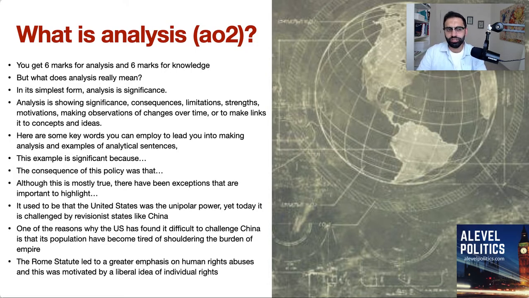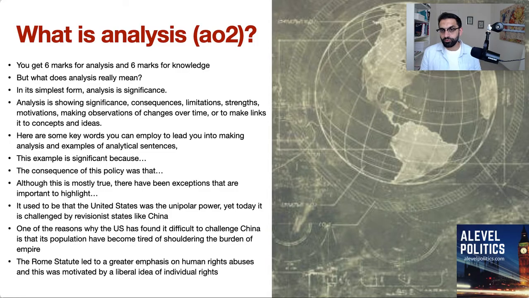Analysis. How do you analyze AO2? So to get 6 marks for analysis, you have to reach the highest standards of analysis. That sounds really vague. Let me be more specific. In its simplest form, analysis is what we call significance. If you can't think of any other way to incorporate analysis, use the term, this is significant because, after you've given an example or after you've explained a point.